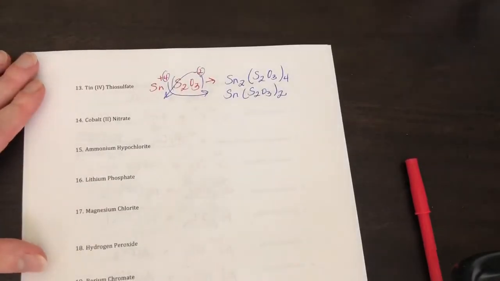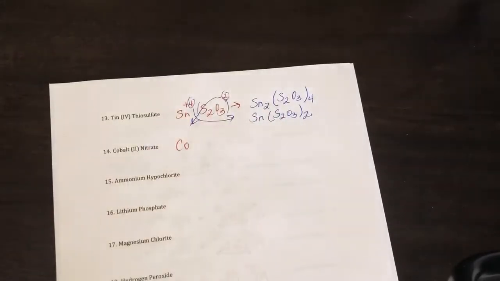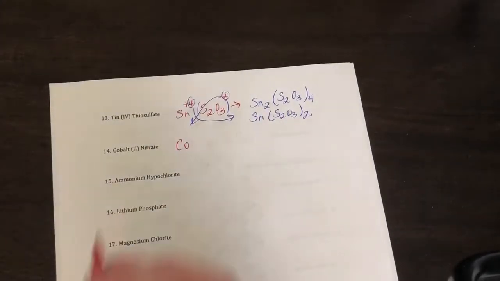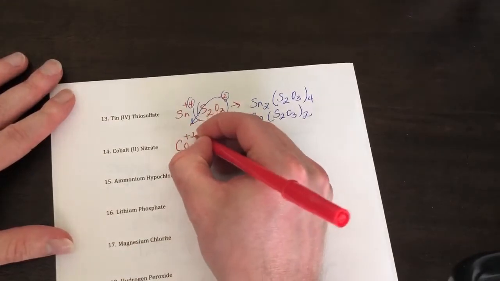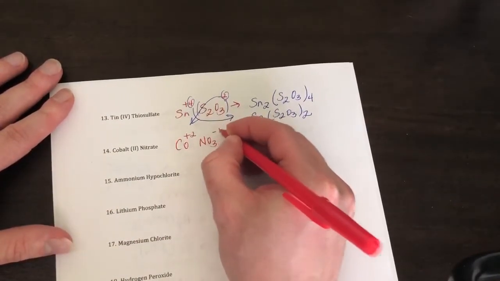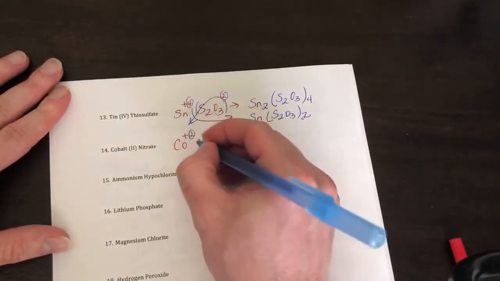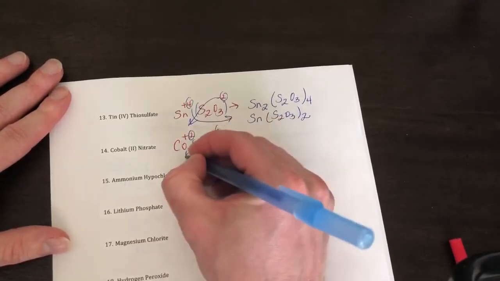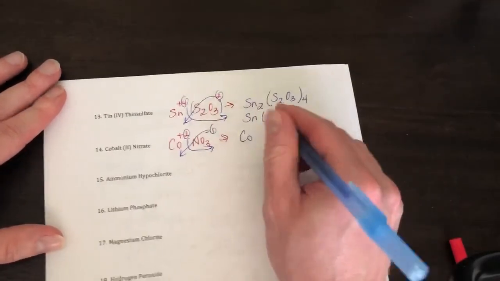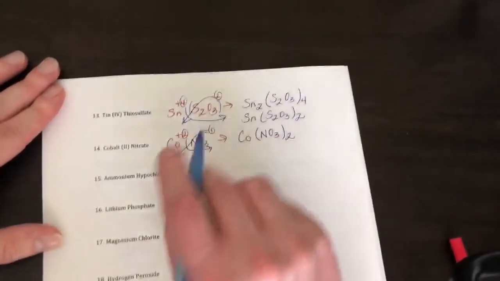Symbol for cobalt is Co, and cobalt is a transition metal. We highlighted that one, so it's +2. Nitrate is NO3 with the -1 charge. They're not equal and opposite, so we have to crisscross. So this becomes Co(NO3)2.